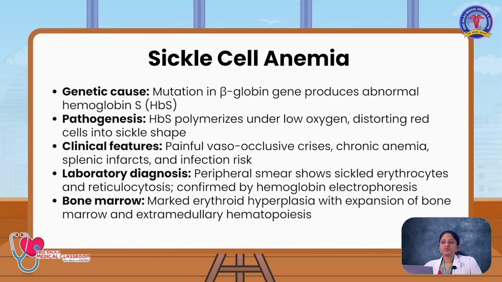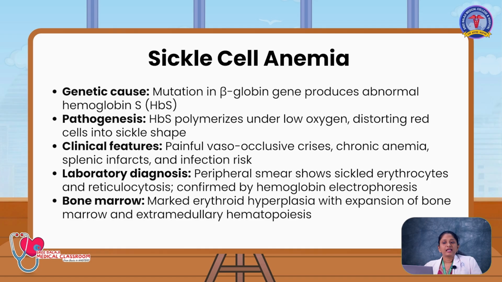These patients will have alternating cycles of sickling and desickling that is happening. On the peripheral blood, we can see that there are a number of sickled RBCs, and also you can see deformed erythrocytes and reticulocytosis as well. And because of the splenic sequestration, the spleen undergoes autosplenectomy due to microvascular occlusion.